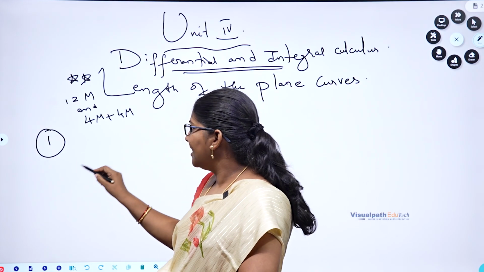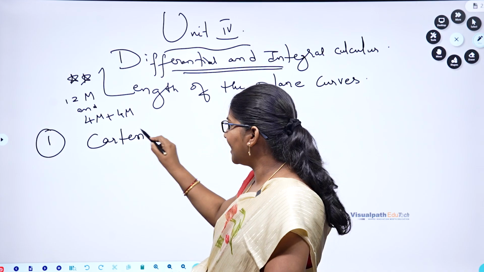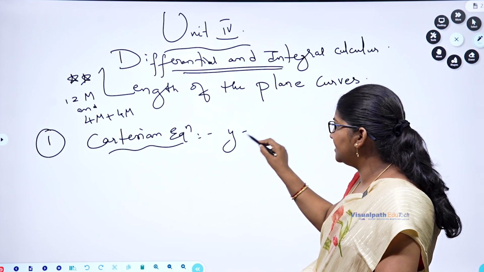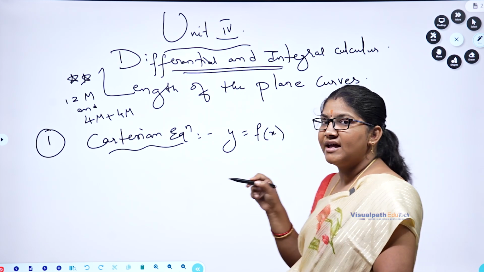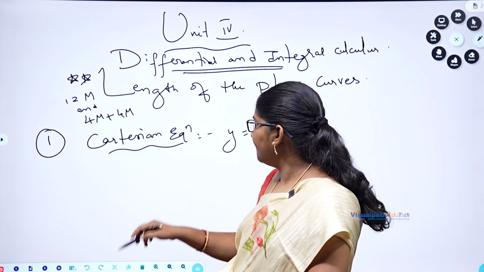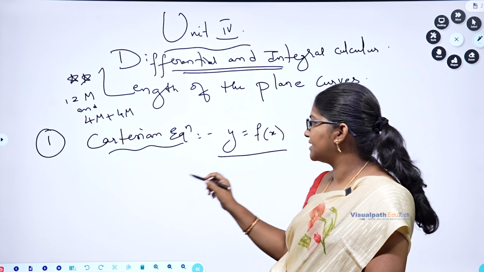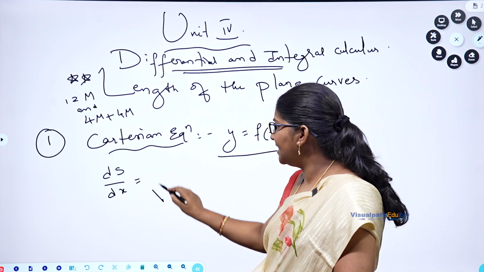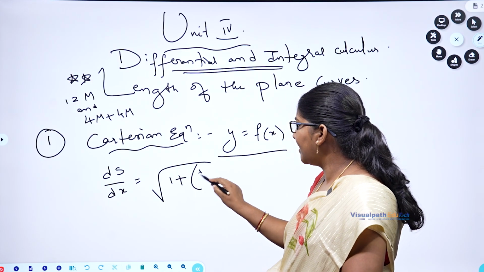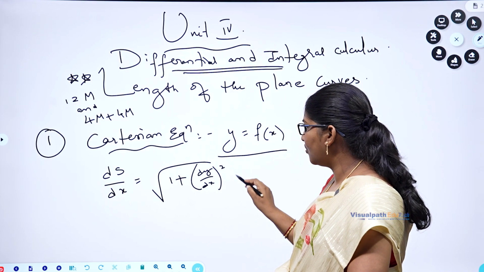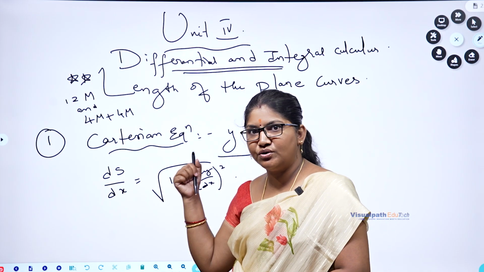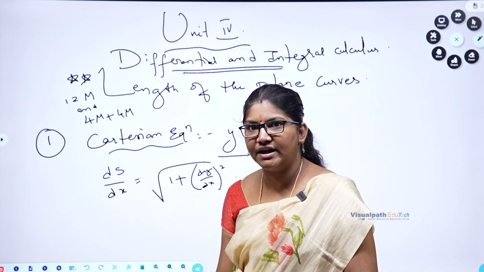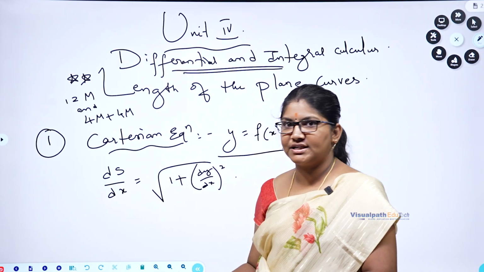First, Cartesian equations. Cartesian equations means equation of the form y is equal to f of x or x is equal to f of y. For y is equal to f of x, ds by dx is equal to under root 1 plus dy by dx whole square, for the curve y is equal to f of x.